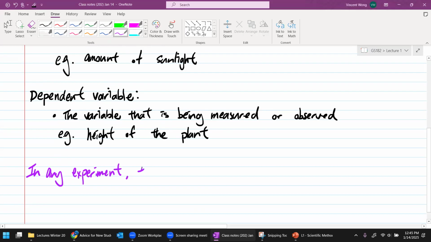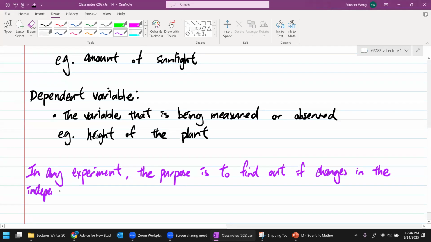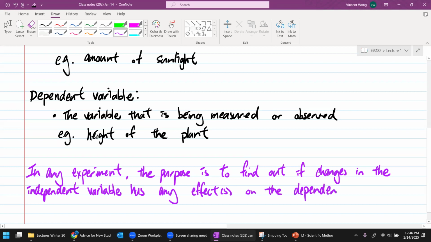In any experiment, the purpose is to determine if changes in the independent variable have any effect on the dependent variable.